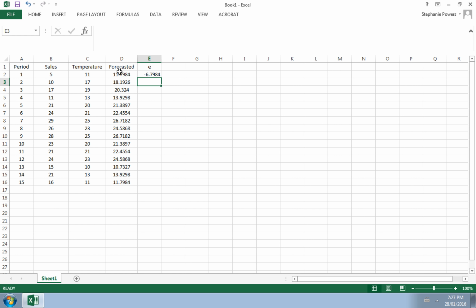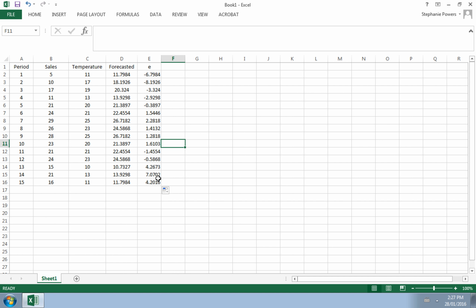We can calculate our forecasting error for all of these periods by pulling down the formula we created. So if you set the formula initially by clicking on the actual cell minus the forecasted cell, you can then drag it down and calculate it for every period. So here we have our forecasting error for each particular day.